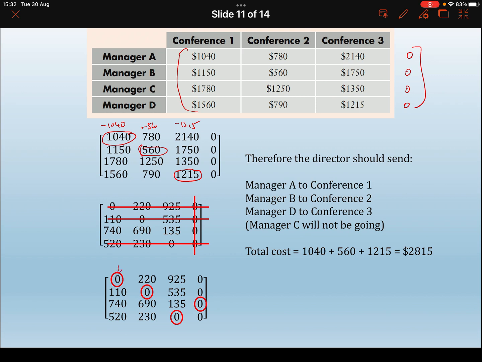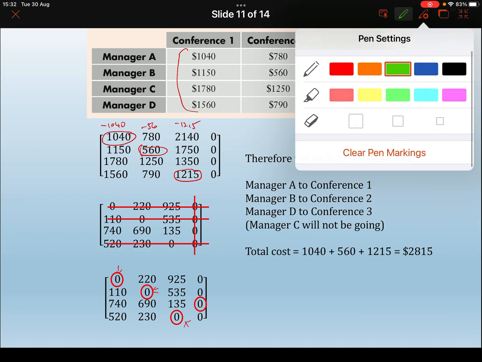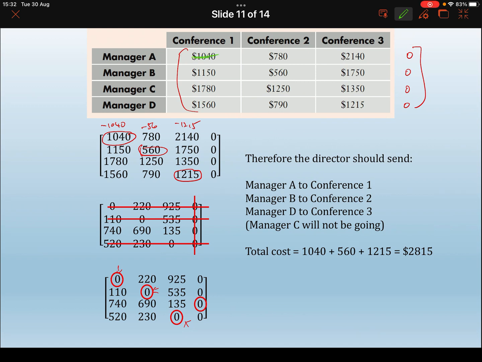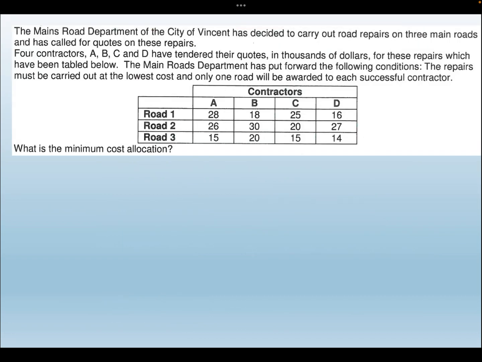Manager 1 will go to conference 1, which is this one. Manager 2 will go to conference 2. Manager 4 will go to conference 3. So therefore you can work out the cost. The cost will then be 1040 plus 560 plus 1215. So this is how you work on these sorts of problems, adding a dummy column.